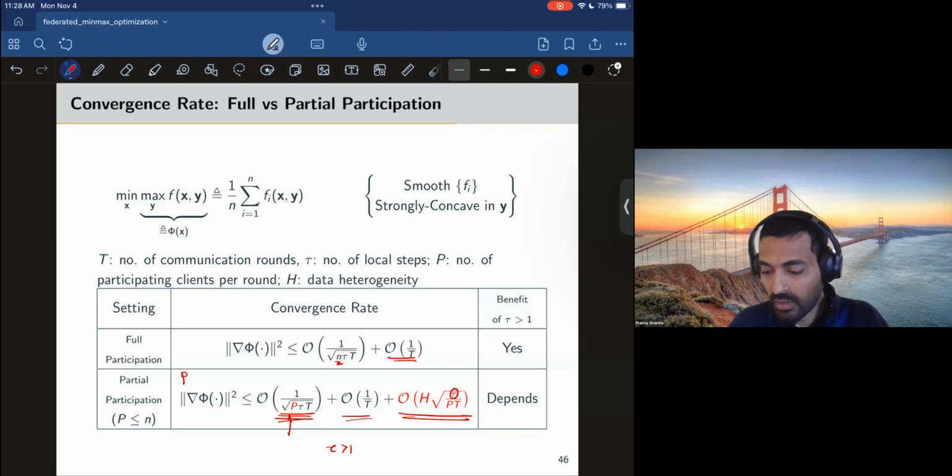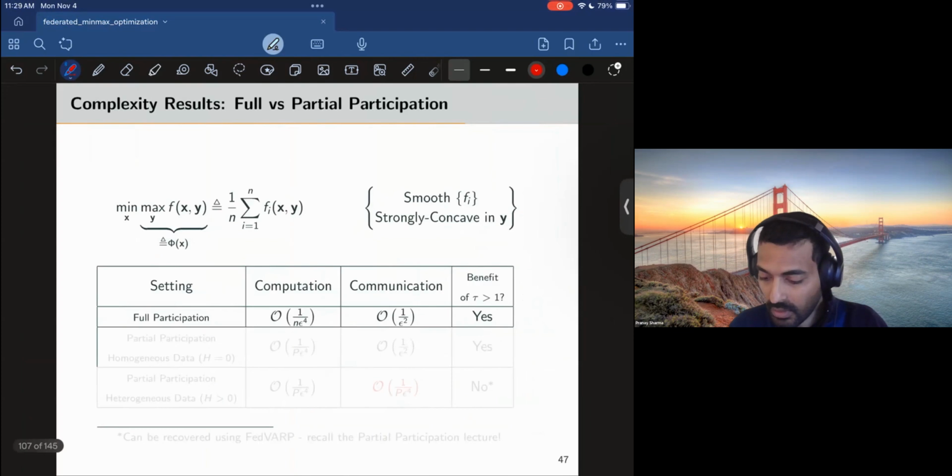So do we get a benefit for tau greater than 1, or do we not? This really depends. And what does it depend on? It depends on this H. As you can see, there is a heterogeneity term sitting here. If this H is large, this third term is going to be the most significant term. If this H is small, or if it's 0, then this is insignificant.